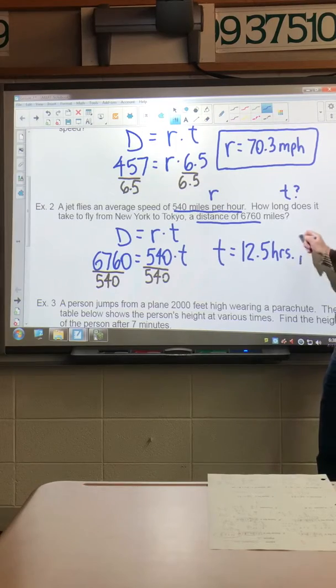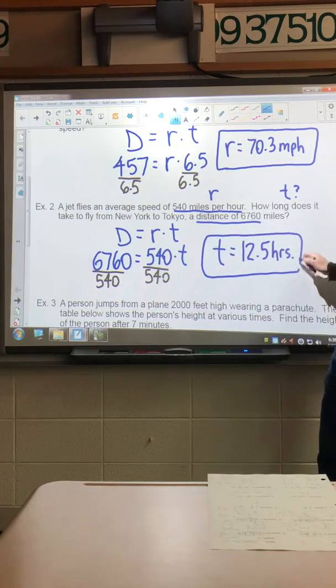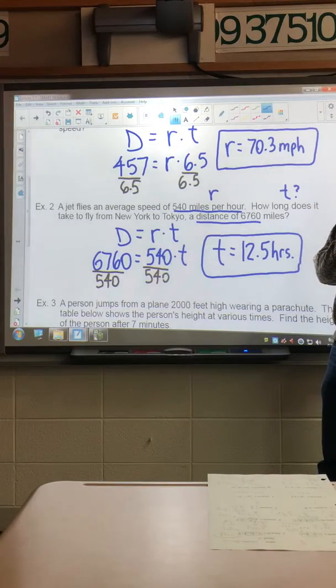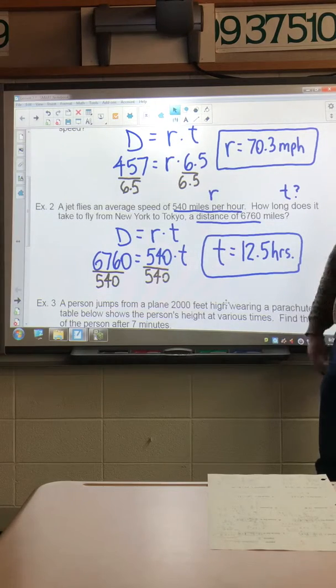Has anyone ever been on a plane ride that long? I know I haven't. 4 hours is about the longest I've been on a plane. That was long enough for me.